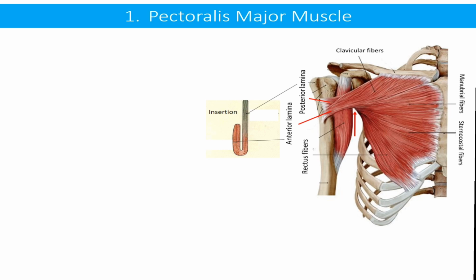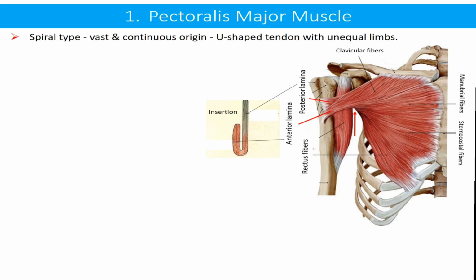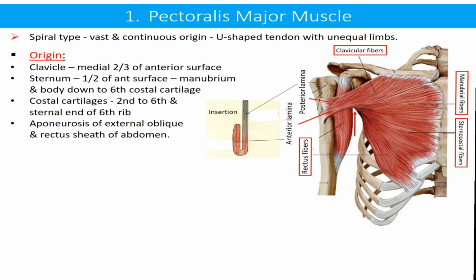Now we come on to the muscles of the pectoral region. First, the pectoralis major. It is a spiral type of muscle having a vast and continuous origin and forms a U-shaped tendon with unequal limbs.